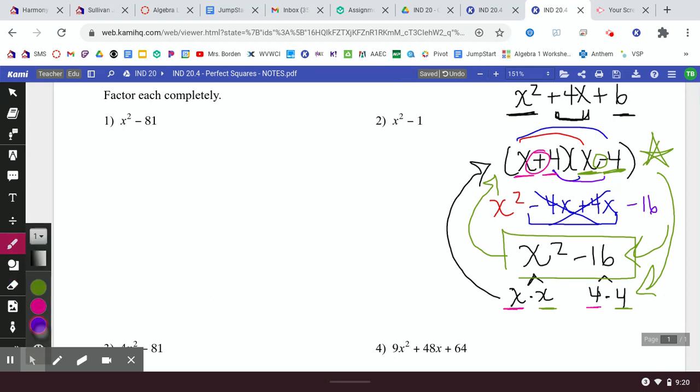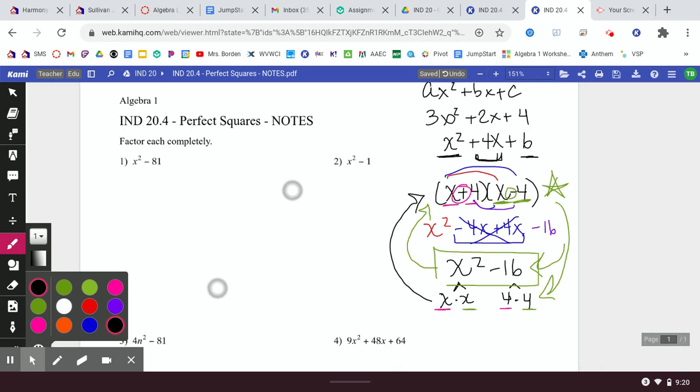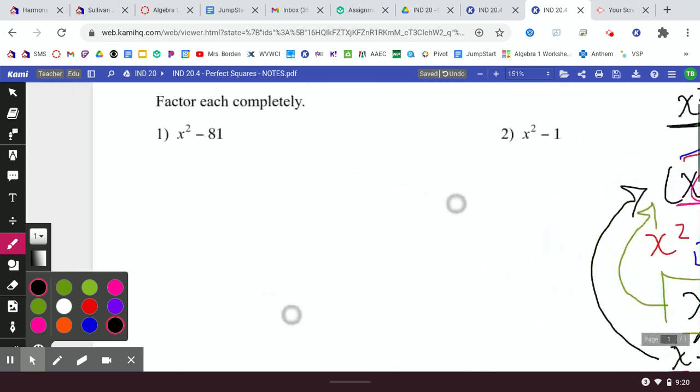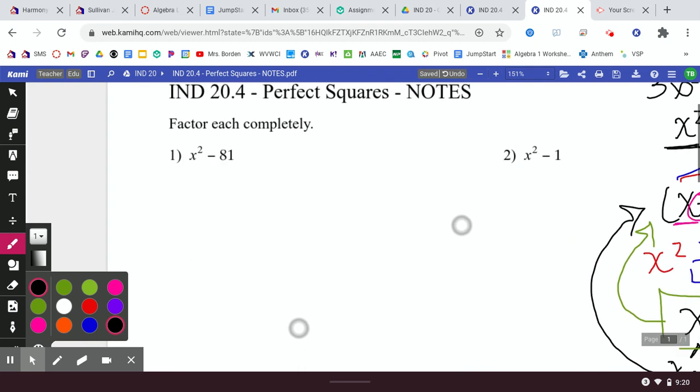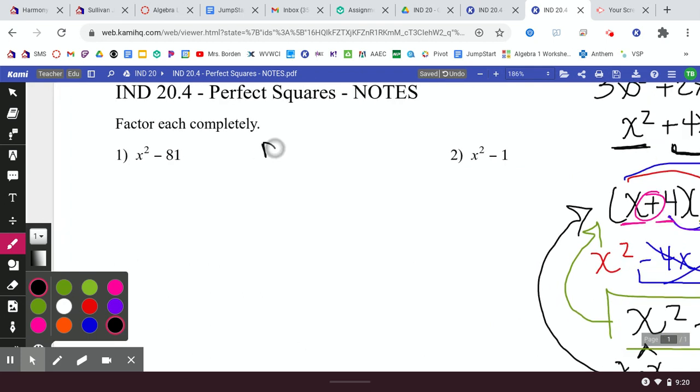All right, so if you look at x squared minus 81, and remember what we're talking about here, we called these something special, and this is an example of a difference of perfect squares. Okay, this is one kind of special case.